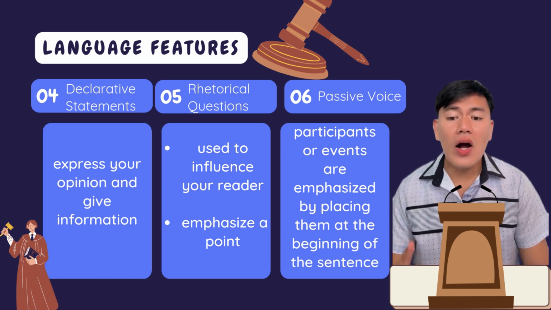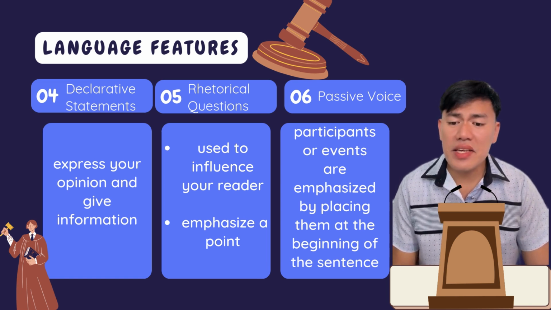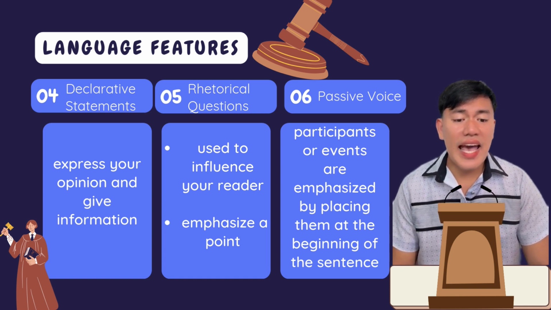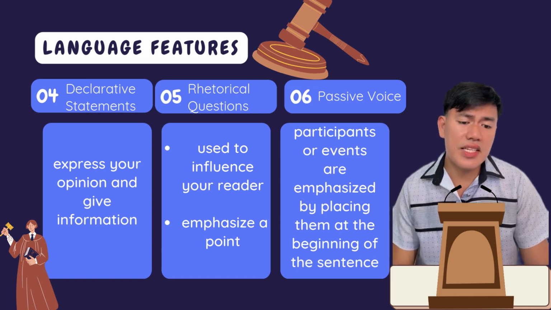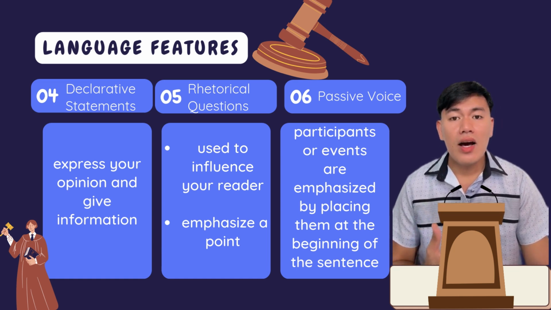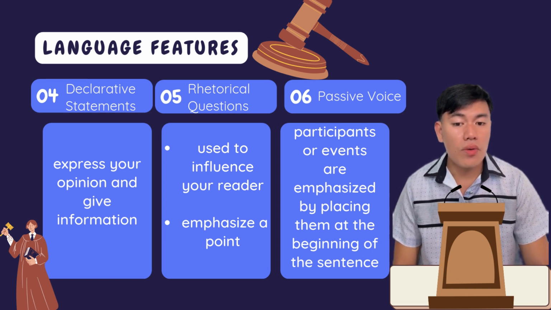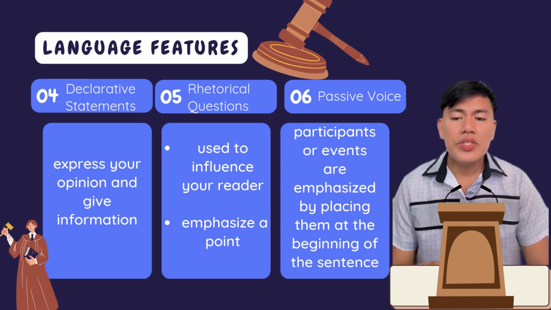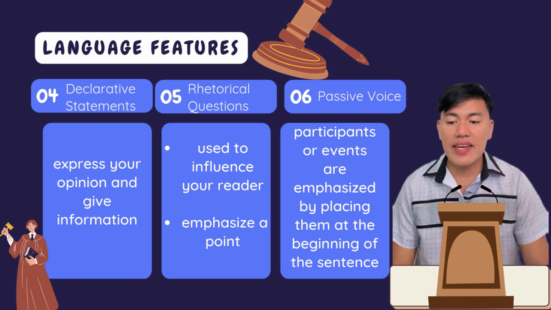The fourth one is declarative statements. These are used to make a statement. Since your primary job in writing an argumentative essay is to express your opinion and give information, the best type of sentence to use is the declarative sentence. And the fifth one is rhetorical questions. These are not answerable by yes or no. Instead, this device is used to influence your reader to emphasize a point or to elicit thoughts and understanding.